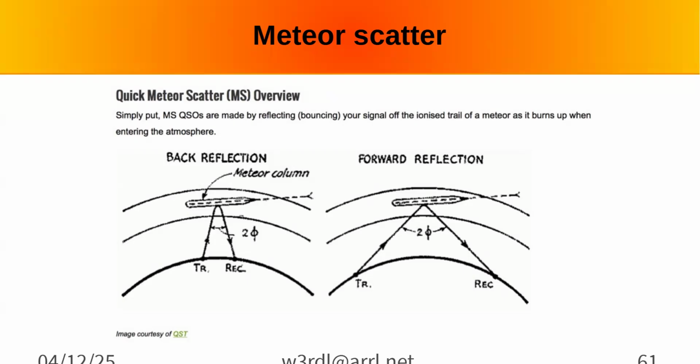On meteor scatter, you can get this forward and back reflection effect, so it affects the hop distance basically. And it's my understanding these things only last up to maybe a minute or two, or best case. Usually it's like 30 seconds or something, because most of the meteors aren't that big, so they don't leave that much of a trail.